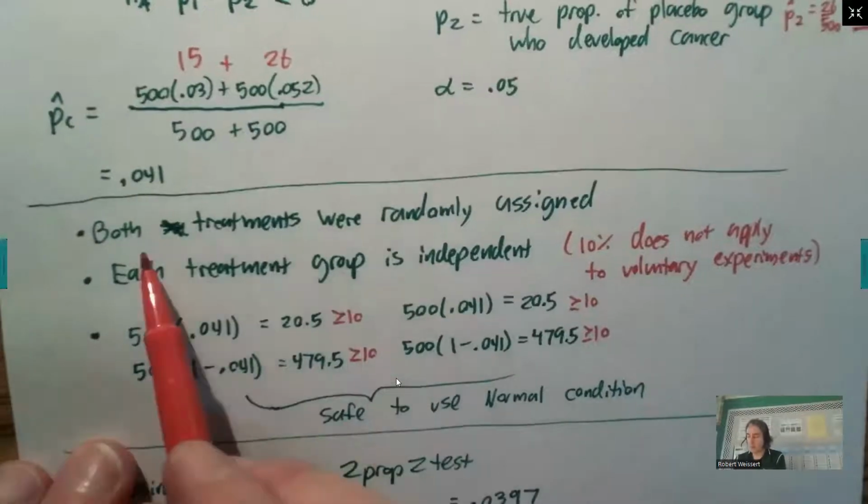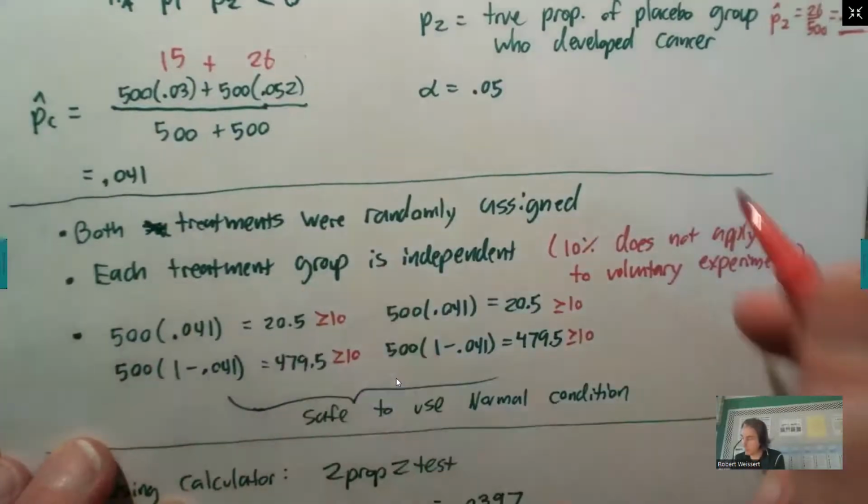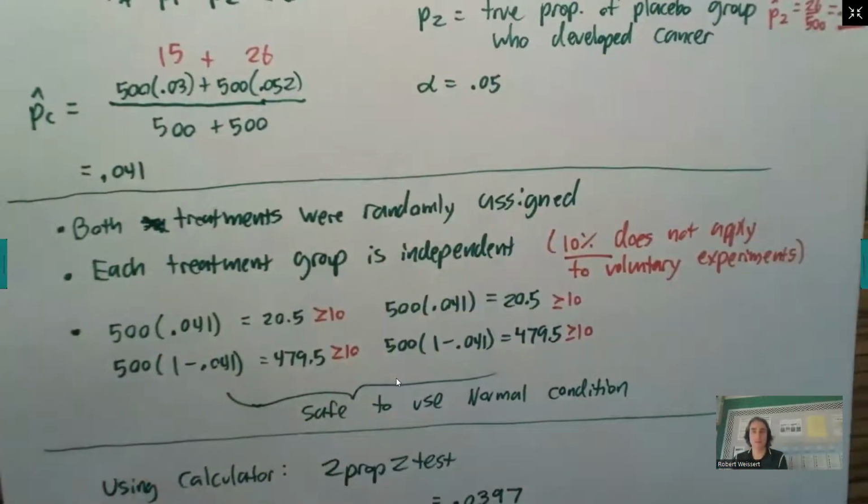We're going to state both treatments were randomly assigned. We're going to say each treatment group is independent. 10% doesn't apply here because these were volunteers, so we're not sampling from a larger population, so that's not necessary. Just state that they're independent of each other, and that's good enough.